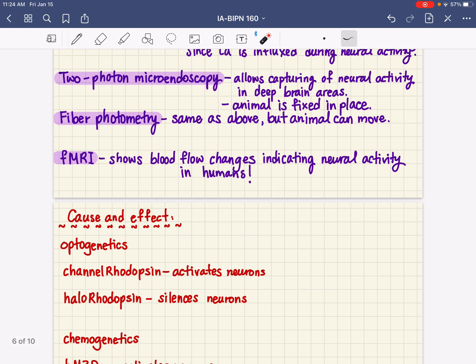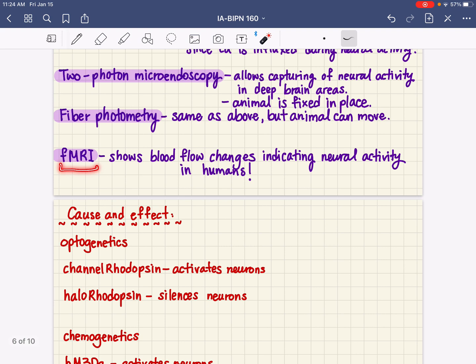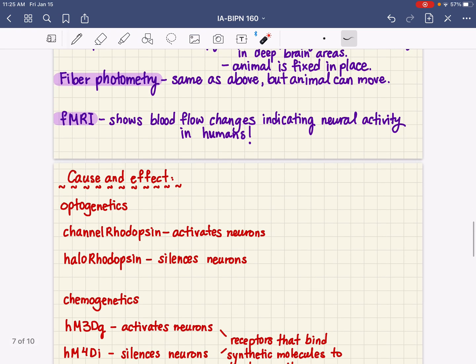Okay. And the technique of fMRI, F stands for functional MRI, shows blood flow changes to different parts of the brain, and this indicates neural activity, especially in humans. fMRI is used in humans to detect neural activity in different parts of the brain.